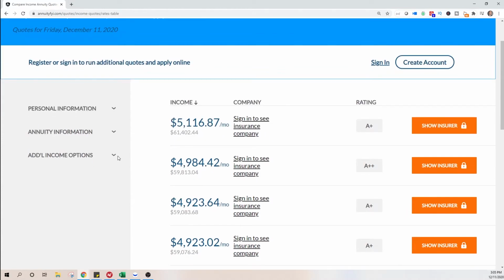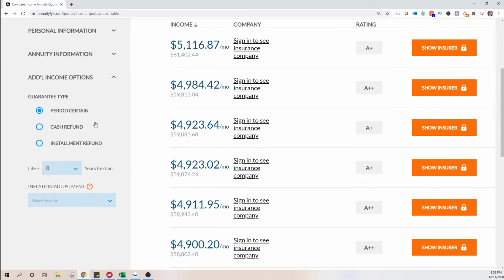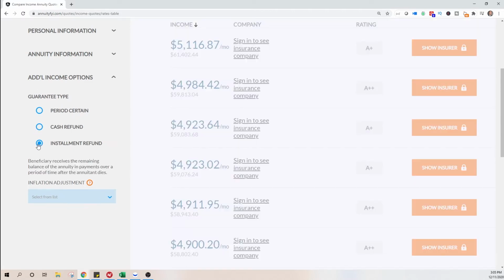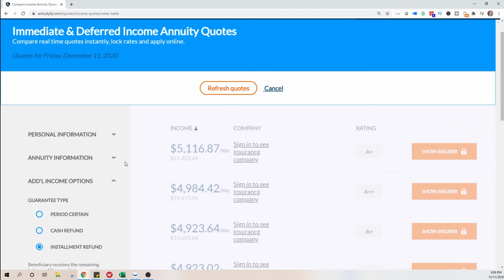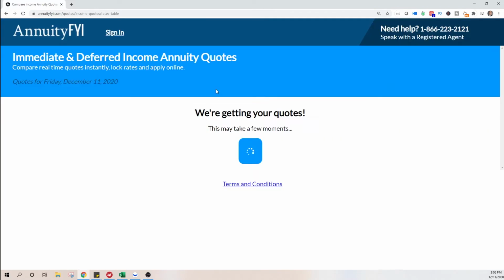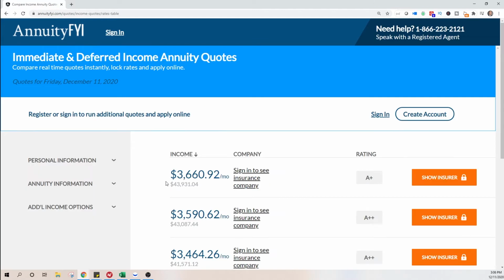Now, if we were to play with the annuity options, we can see that we want an installment refund. So this means that the beneficiary receives the remaining balance of the annuity payments over a period of time after the annuitant dies. And I also want to bake in a 2% inflation. Let's see how much it changes my income. There we go. It drastically decreases my income from $61,000 a year to $42,900 a year, and my monthly income went from $5,100 down to $3,600.